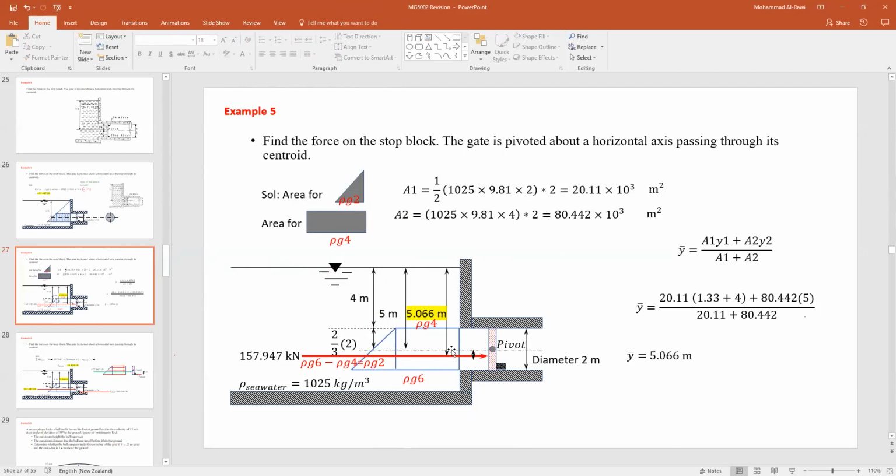Y2, because the centroid for this rectangle is from this point to the top. So it's 4 plus 1. From here to here, it's 1 meter because it's the radius of the gate. So I'll write it down as 4 plus 1, and then you solve it and you find the answer.